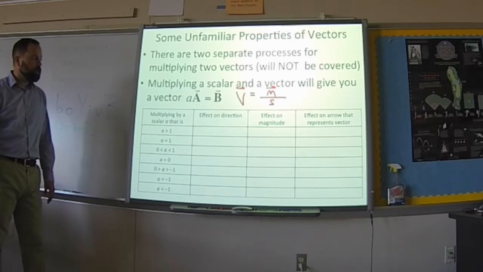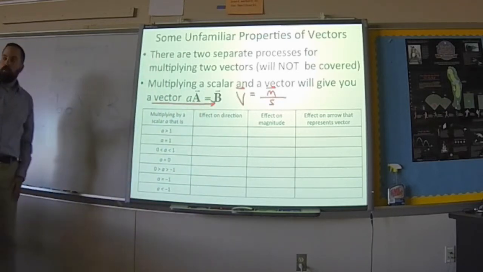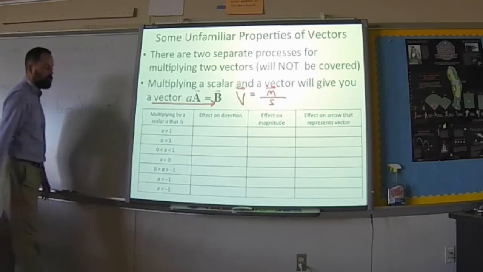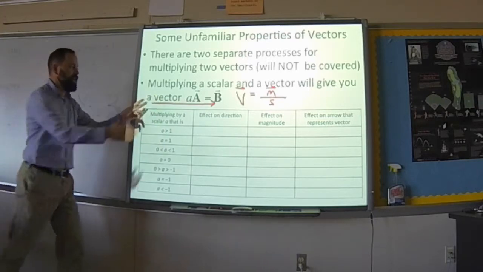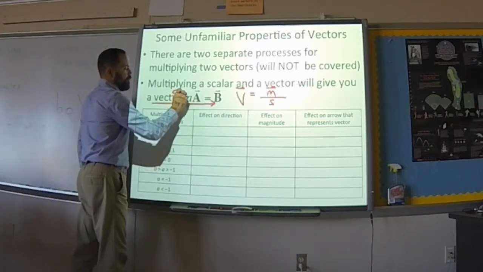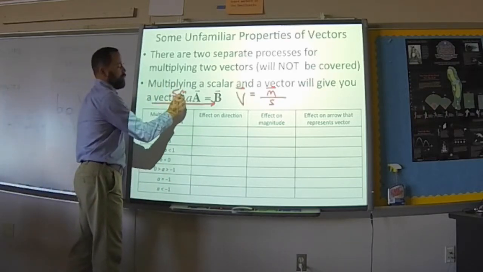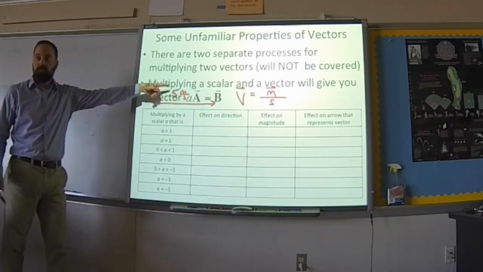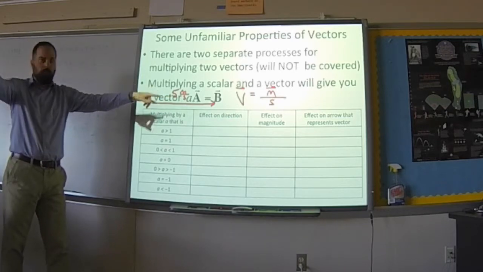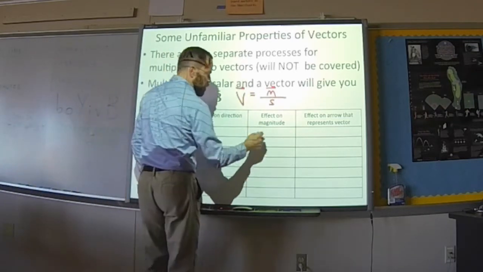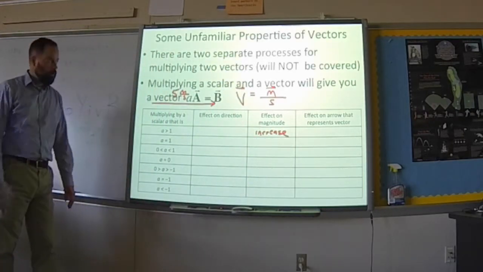So let's say we've got a velocity vector right there. What if we multiply that by a scalar that is greater than 1? So multiply this value, we'll say 5 meters per second. What if we multiply that by something greater than 1? What's going to happen to the magnitude of that vector? Increase. Got it. Oh, I'm sorry, I did the wrong one first. So that's going to increase. Magnitude will increase. Good.